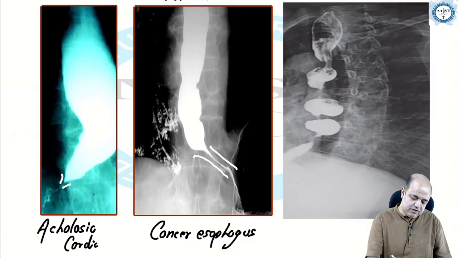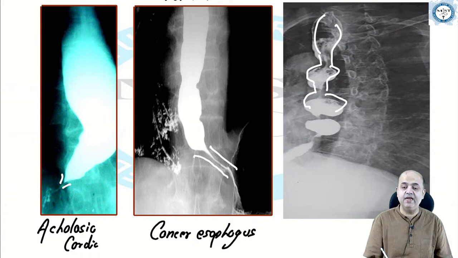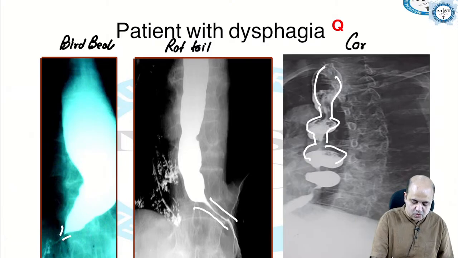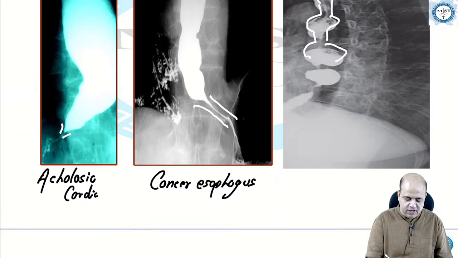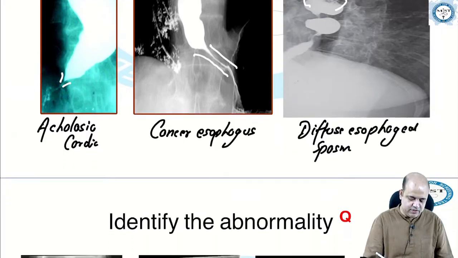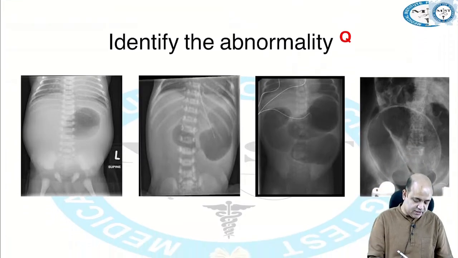What do we see here? Alternate areas of dilatation and narrowing. This is corkscrew esophagus, seen with the diffuse esophageal spasm. Diffuse esophageal spasm. Single bubble.